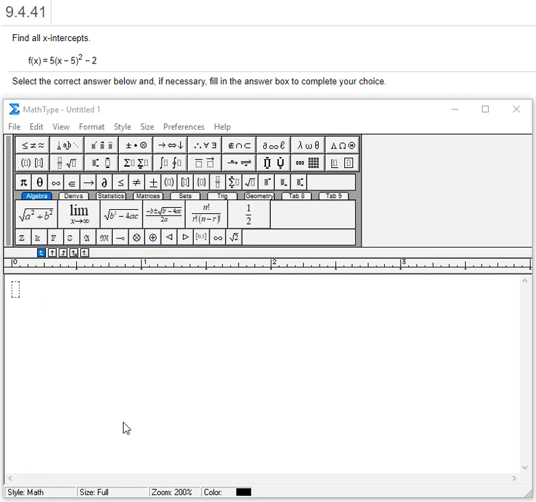In this question, which is in 2.8a, question number 8, we want to find all of the x-intercepts of the function f of x equals 5 times (x minus 5) squared minus 2. Since I want to find x-intercepts, I want to solve for x when the equation is equal to 0. So I'm going to start with the equation 5 times (x minus 5) squared minus 2 equals 0.